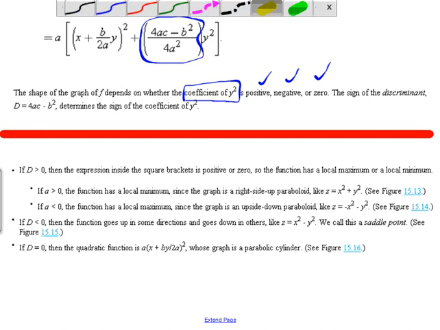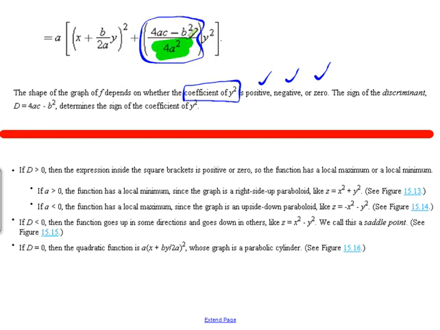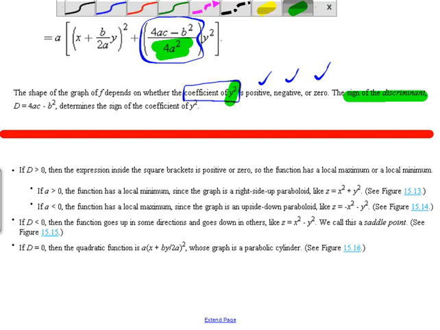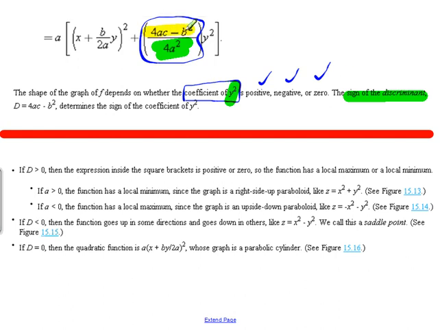We know that because of the a squared, this is always positive. So what determines the sign of my y squared coefficient is the discriminant, this value up here. And we call that d. That value d, the discriminant, will determine the sign of my coefficient of y squared.